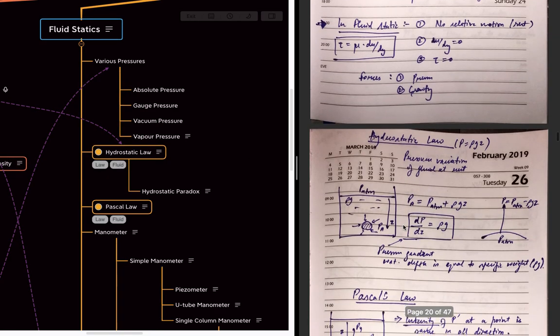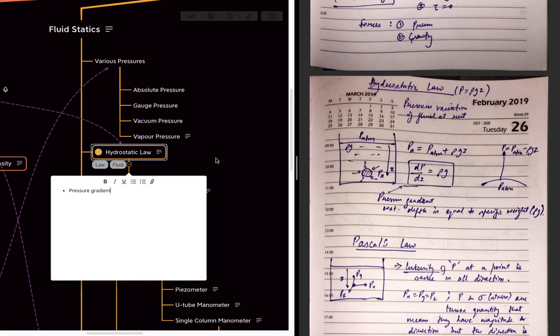Then let's talk about the hydrostatic law. What does the hydrostatic law say? It helps us to calculate the pressure at a given point inside the fluid. That pressure is equal to rho g z, where rho is density, g is gravity, and z is the height, the depth of the point. So at this point the pressure is this: P is equal to atmospheric pressure plus the pressure inside the body at this depth.